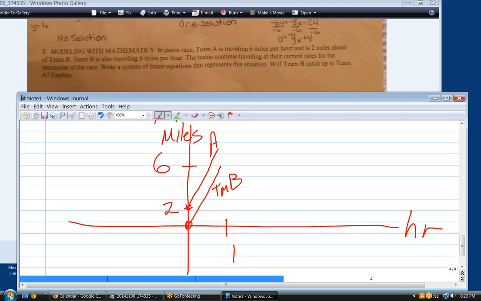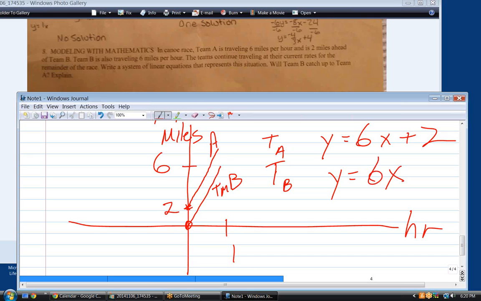So now let's come up with the equations. So we've drawn our picture. Give me the equation for team A. Would it be y equals 6x plus 2? Yes. What's the equation for team B? Y equals 6x. Very good.